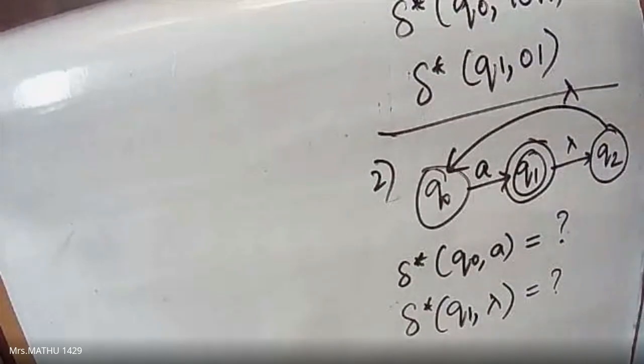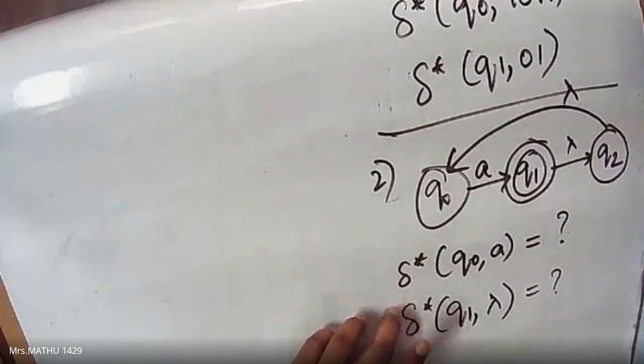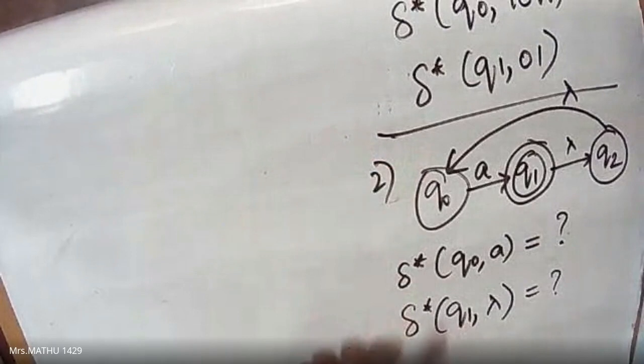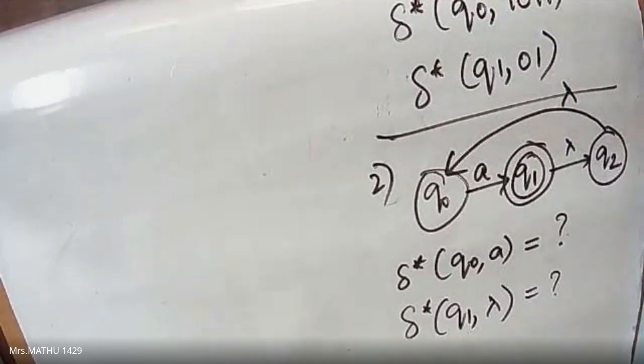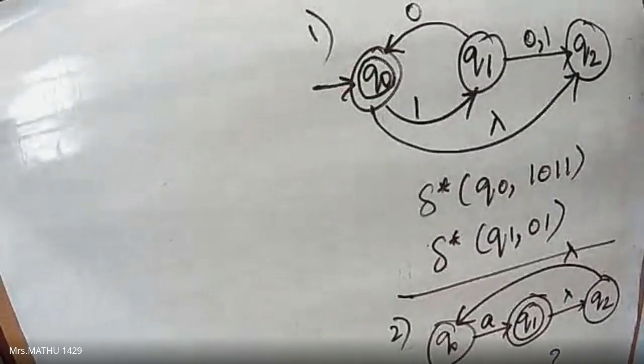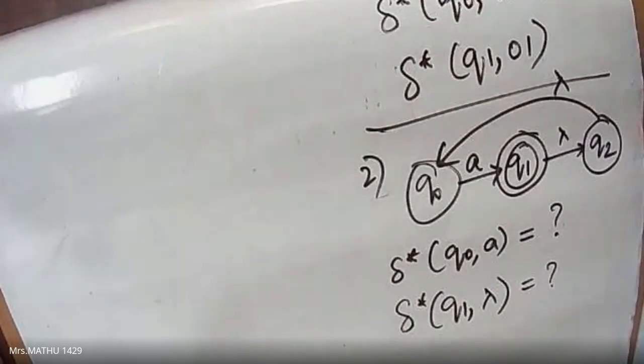Yesterday also I told you that I will make a link in the Google Classroom, but I didn't do that. Today I will make a link. So you complete these two problems and submit it in the Google Classroom. Just make a photo of it and convert it into PDF and upload it.